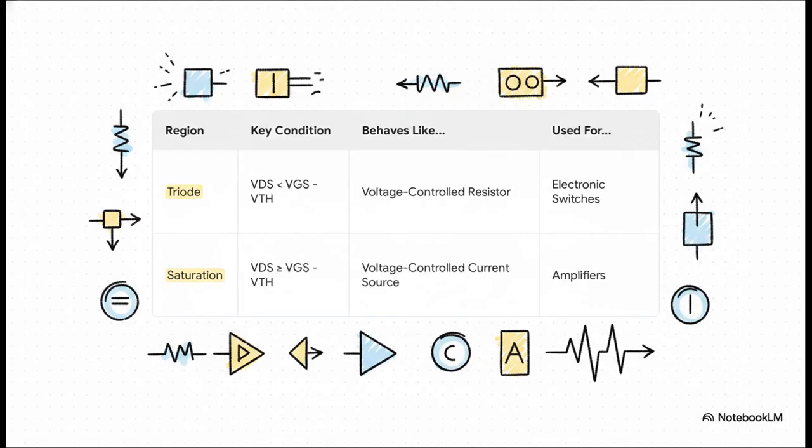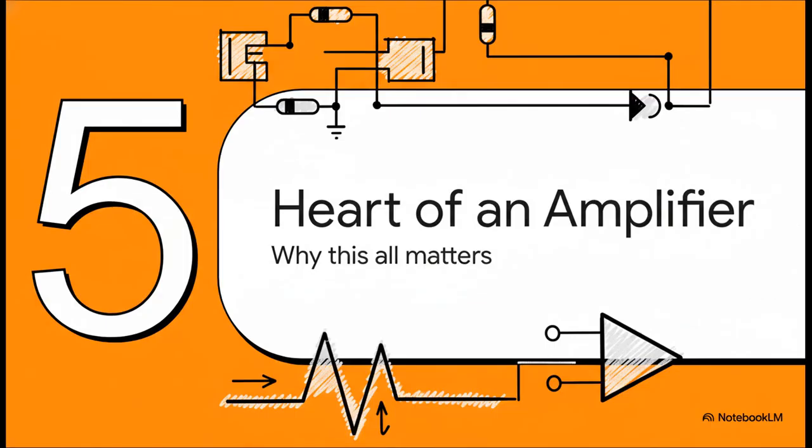So let's just put it all together right here. The MOSFET really has two faces. In the triode region, at low voltage, it's a voltage-controlled resistor, which is perfect for making electronic switches, but push that voltage higher into the saturation region, and it transforms into a voltage-controlled current source, the essential building block for amplifiers. So why do we care so much about this?